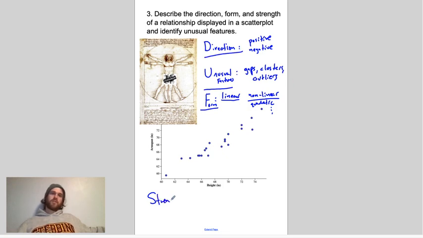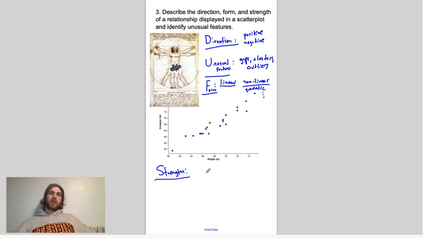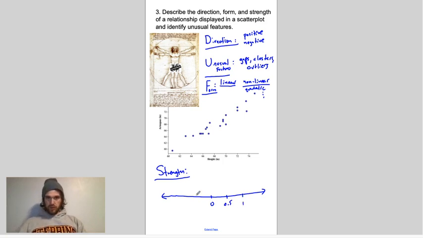And strength is the last one. So the strength is really just dependent upon r. r is our correlation coefficient. We're going to go over that in just a minute. But basically, if you have an r value, I'm just going to graph the number line here. This is the easiest way to convey it. This is 0, 0.5, and 1, negative 0.5, and negative 1.